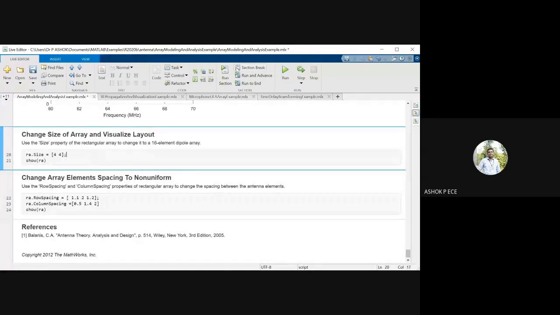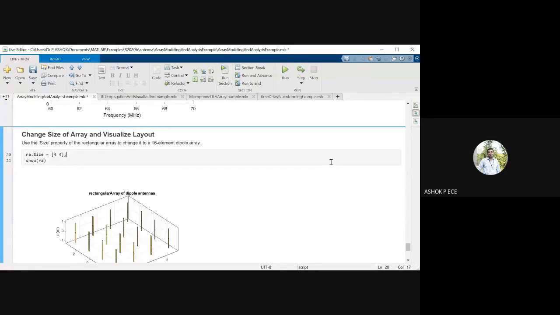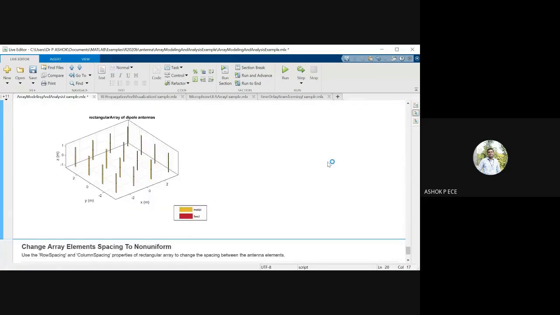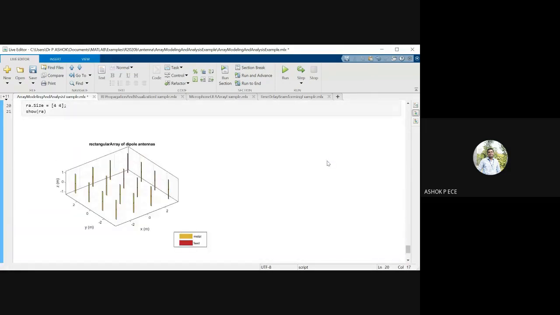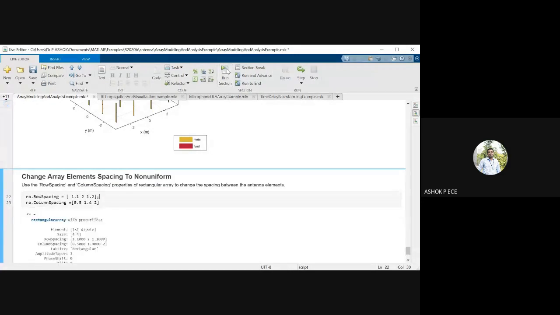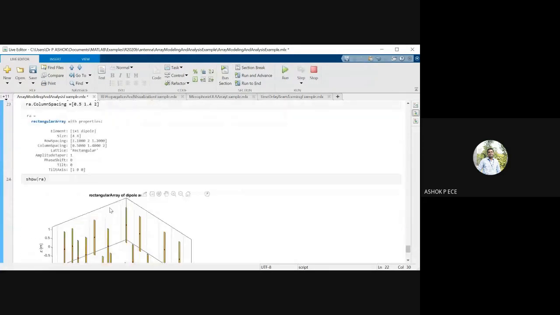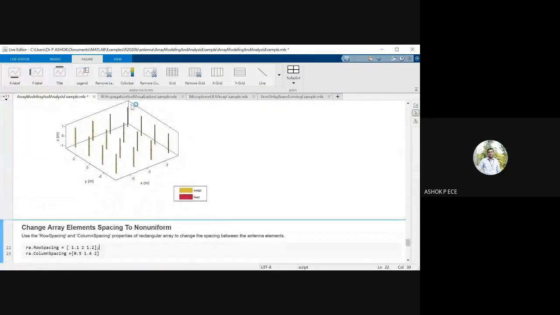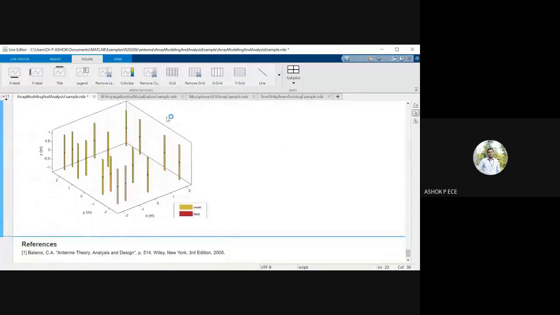Now I am changing the visualization of the array. Now I have a 4 cross 4, 16 element array. Now you can see the difference. You have a 4 cross 4 dipole array, which will have 16 elements in total. And I'm spacing the elements in a non-uniform fashion. In the previous one, everything is spaced at uniform distance. Now you see they are placed randomly. I'm changing the distance between the antennas. So that is also possible.